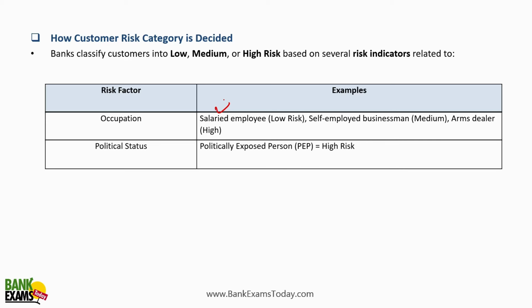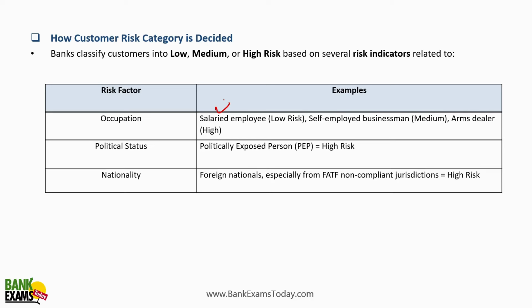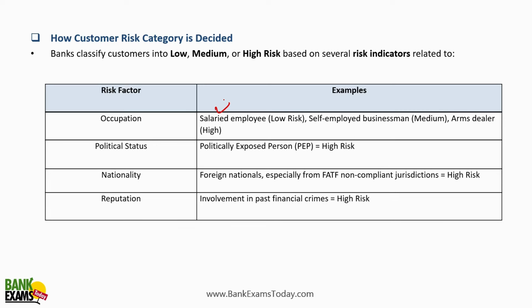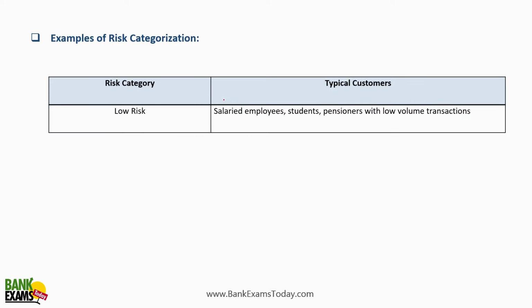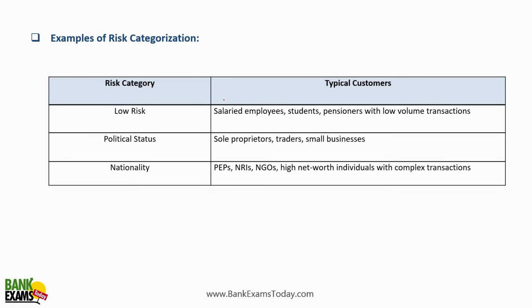Political status impacts the risk category classification. Nationality, obviously, foreign nationals are generally classified as high risk. The reputation in the past also determines your risk. So examples, as I have already discussed, low risk: salaried employees, students, pensioners, people with low volume transactions. Sole proprietors, traders, small businesses are generally medium risk, right?